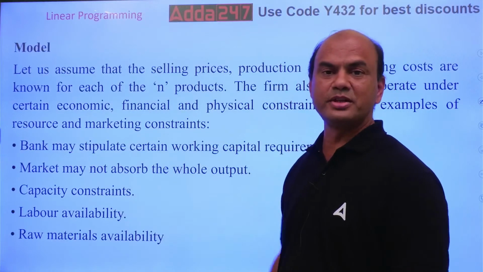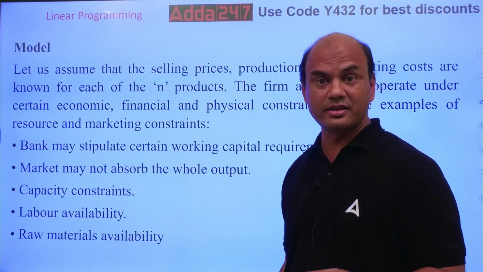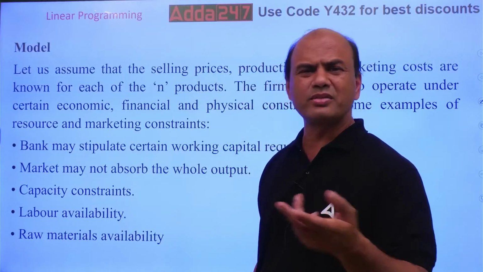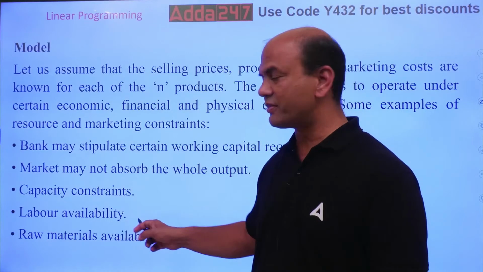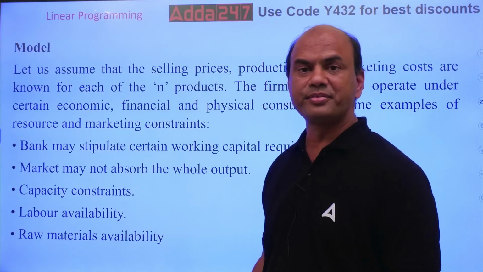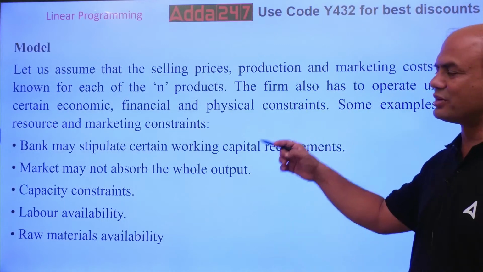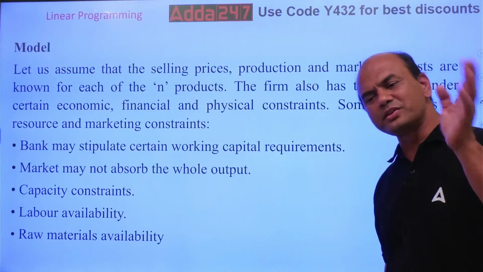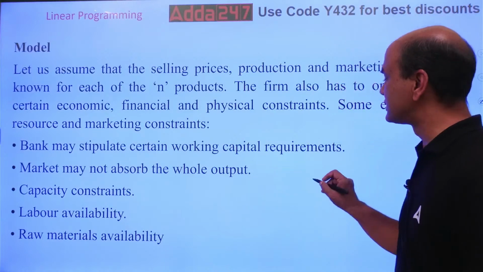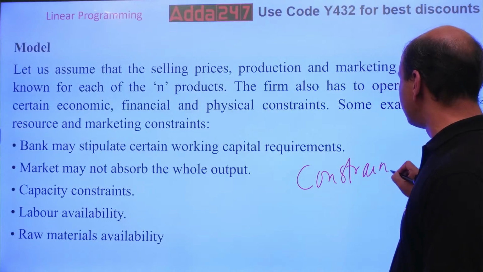Capacity constraints means machine time. My employees are a problem, means employees might go on strike. My machine time is not enough. My machines are older ones. Labor availability. I may not get the labor. Raw materials availability. Okay, I may not get the raw materials. So there can be 1,000 problems. These are only 5. I can have 5,000 problems in any company. Right? So these are known as constraints. Constraint means limitation in which I have to live.